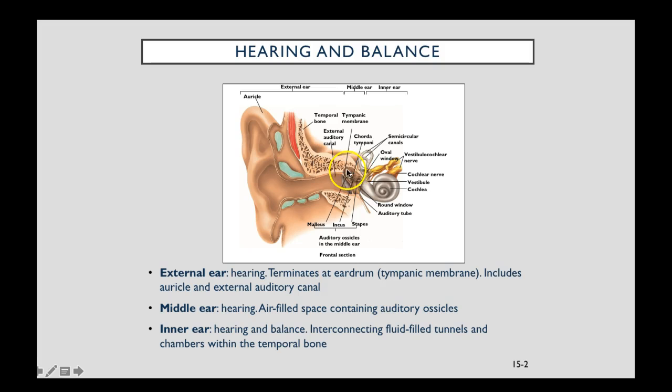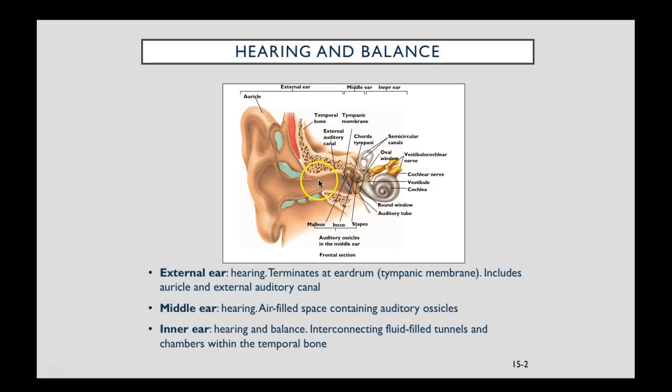This will also assist us with hearing and is an air-filled space where we're going to have our three auditory ossicles. And then lastly, we have beyond that point our inner ear, which is going to assist us with both hearing and balance. And it is composed of interconnecting fluid-filled tunnels and chambers within our temporal bone.